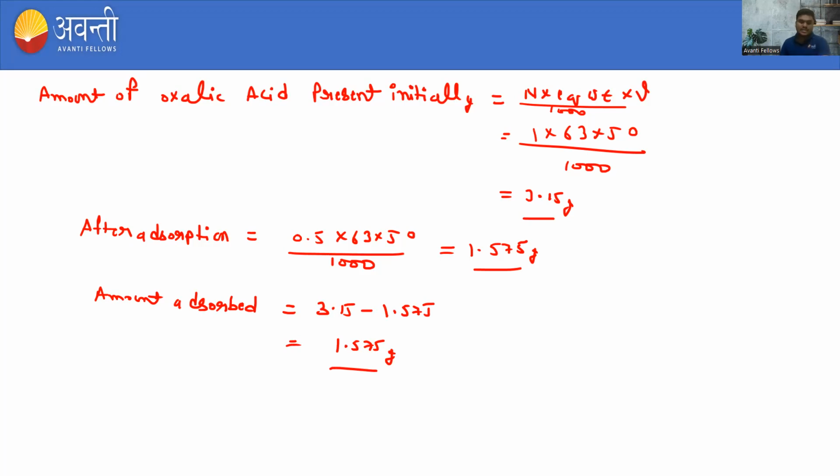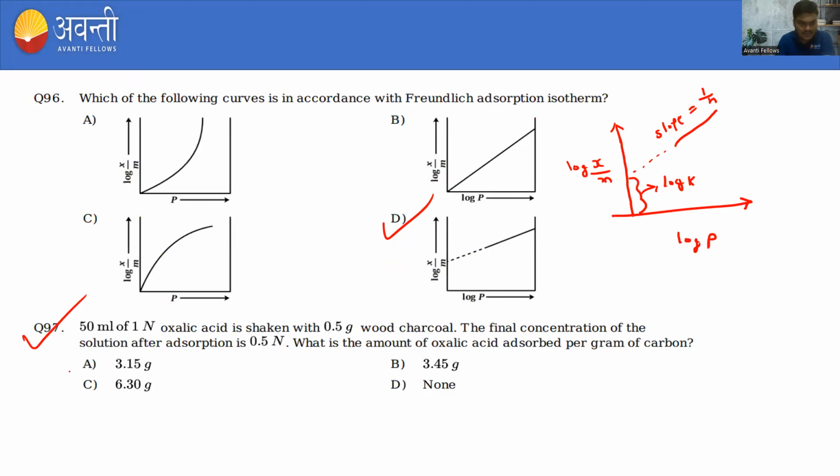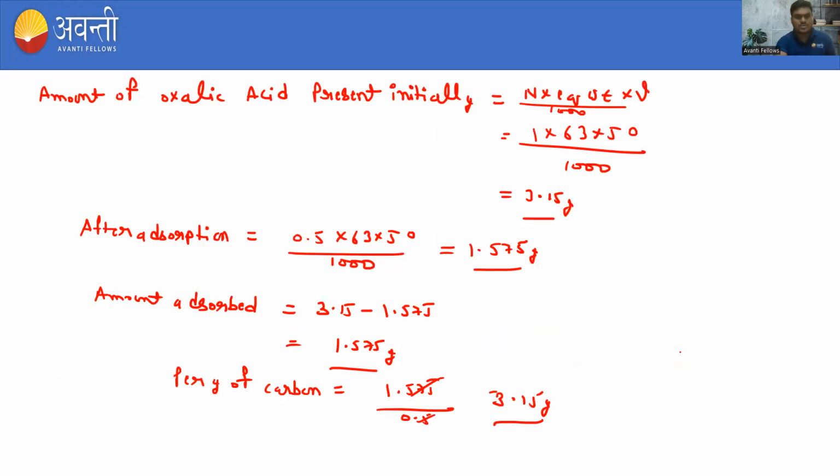So in this question, they're asking the amount per gram of carbon. So for per gram of carbon, how much amount is adsorbed, beta? That is 1.575 divided by 0.5. So it comes out to be 3.15 gram. So this is the correct answer, that is 3.15 gram, right? Because they're asking per gram of carbon. So option A is correct.